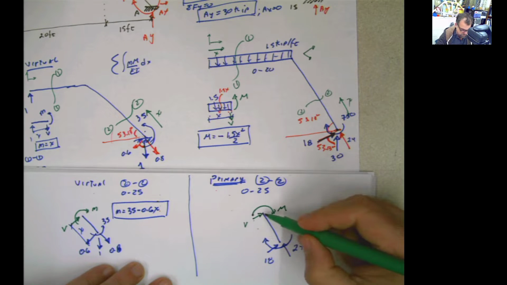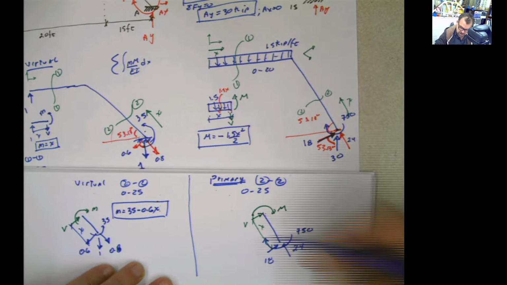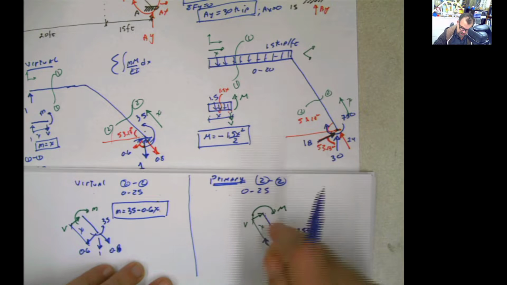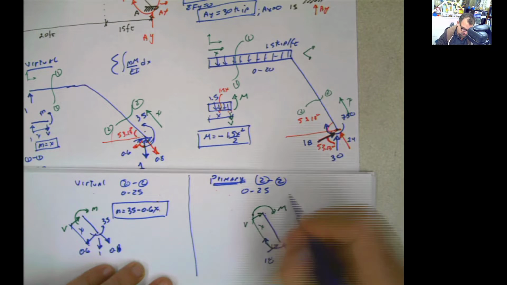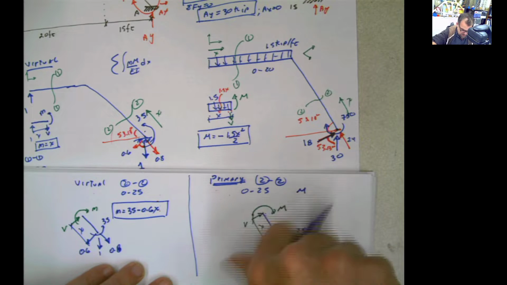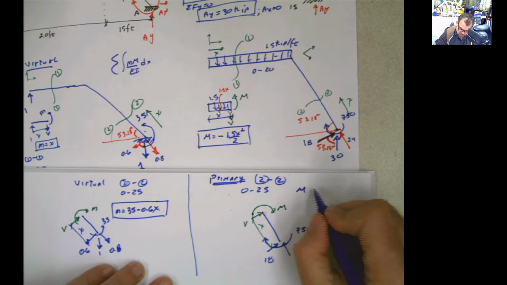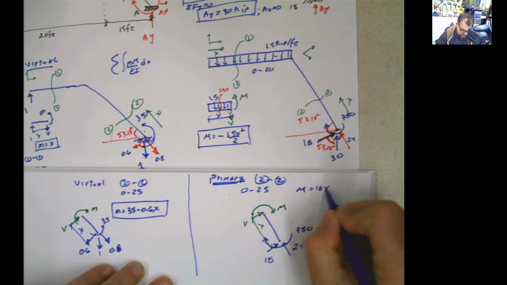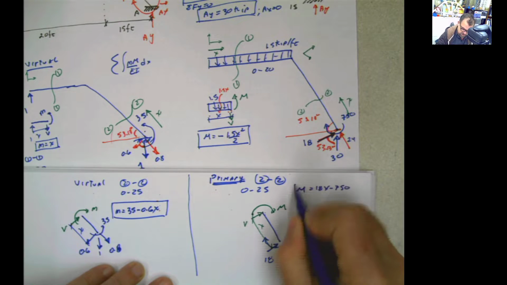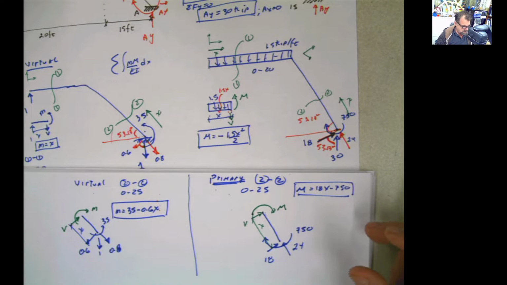So if I do summation of moments at this point, and this is x, of course, I'm going to have negative M, pass it to the other side, positive M. Now I have negative 750 plus 18x. So it's going to be 18x minus 750. I already have that part done. So now we have this completed.